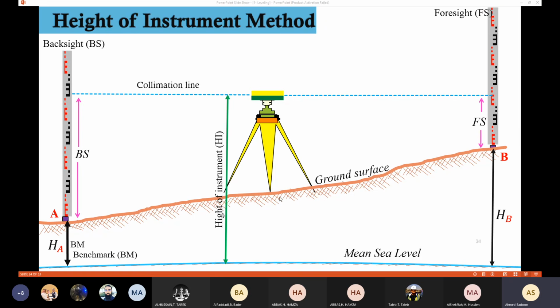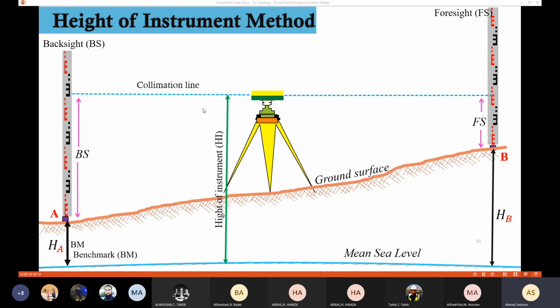Now I'm going to introduce to you what it means by height of instrument. We call this method height of instrument, right? So the height of an instrument represent the distance between the MSL, the mean sea level, to the line of sight. We call this line of sight or collimation line. So the distance between the line of sight to the MSL is the height of instrument.